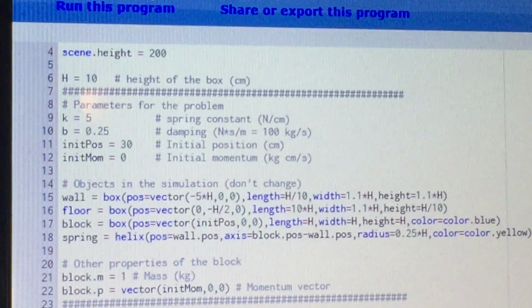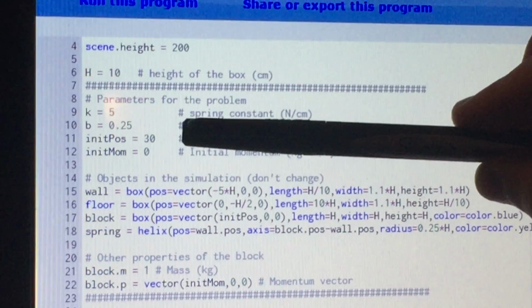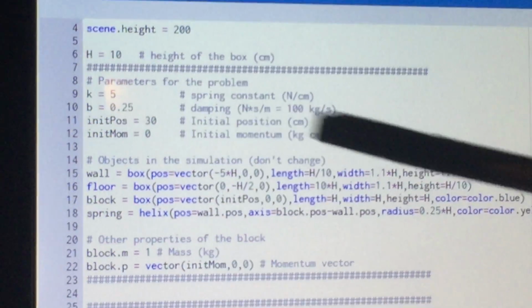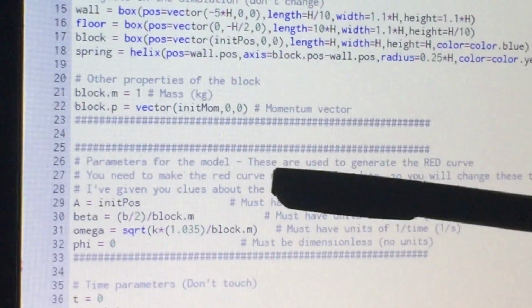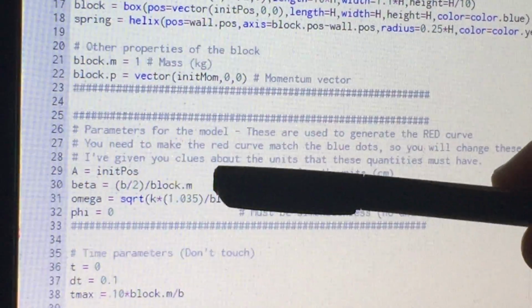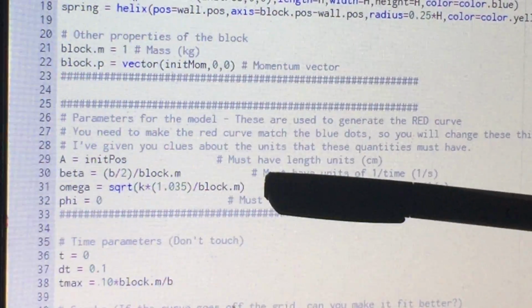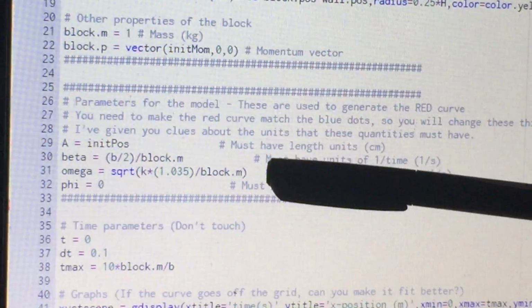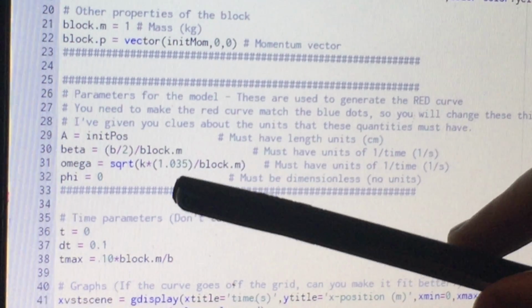For scenario number 1, where the x initial is 30 centimeters and the initial momentum is 0, the A coefficient is equal to the initial x position. The beta is equal to the dampening coefficient divided by 2 all over the mass of the block. The omega is equal to the square root of the spring constant times 1.035, all divided by the mass of the block. The phi value remains 0.